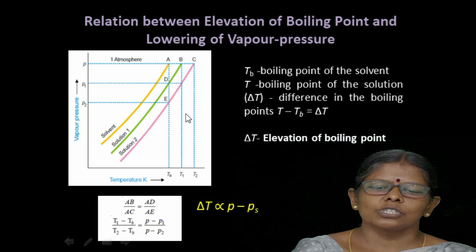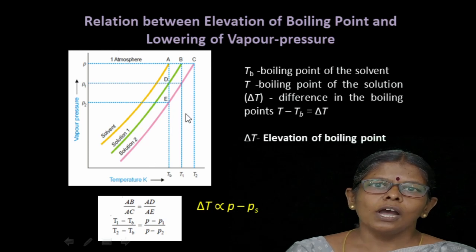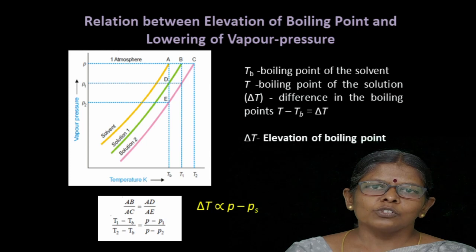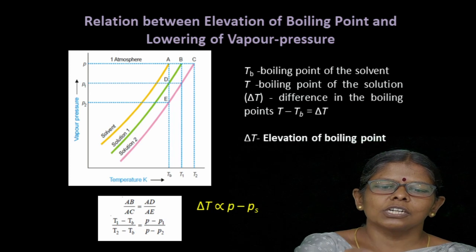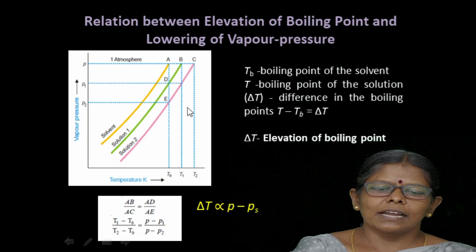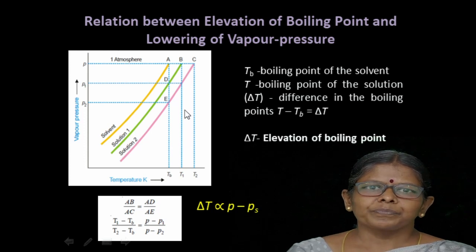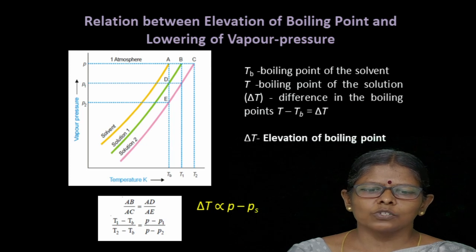Similarly, for solution 2, some more solute is added when compared to solution 1. Therefore, here the lowering of vapor pressure has occurred to a greater extent, so it requires much more temperature than the previous one. As soon as it reaches the atmospheric pressure, solution 2 begins to boil. Here, this is the graph representing the boiling point of the solvent, solution 1 and solution 2.